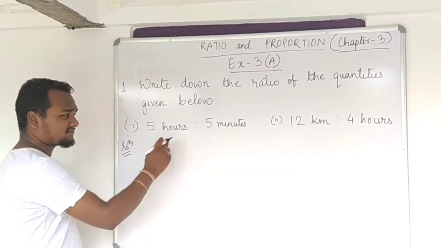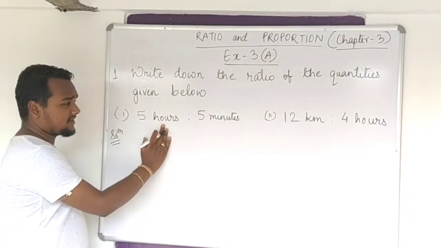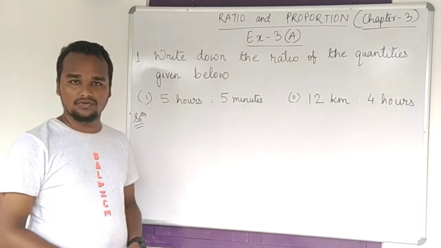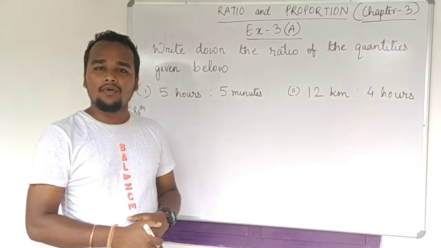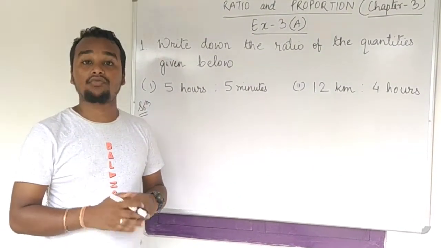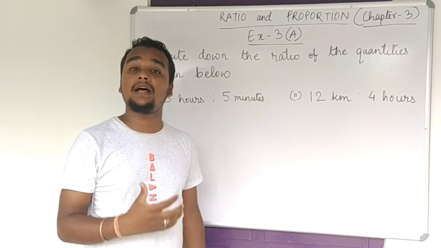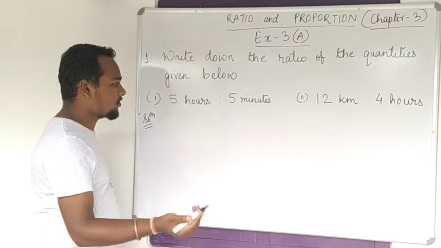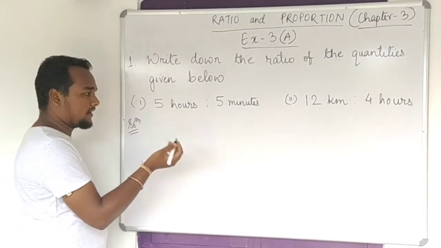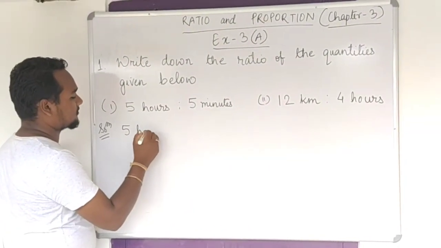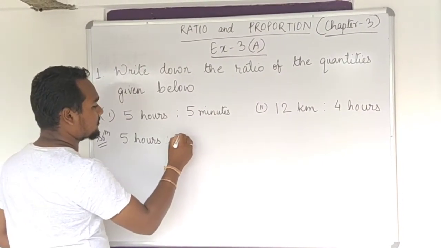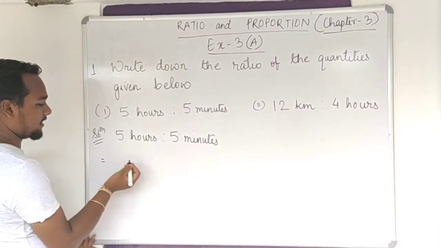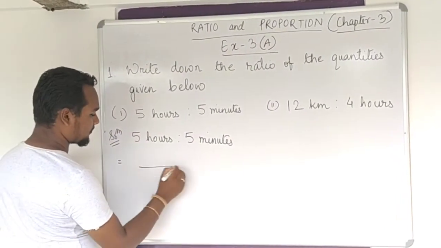Now here you can see the first quantity is given in hours and the second one is given in minutes. So to find out the ratio of any quantity, the thing which you have to keep in your mind is that you have to make the units similar. The units should be same. So what can we do here? In the solution part, we will again write the question: 5 hours to 5 minutes.